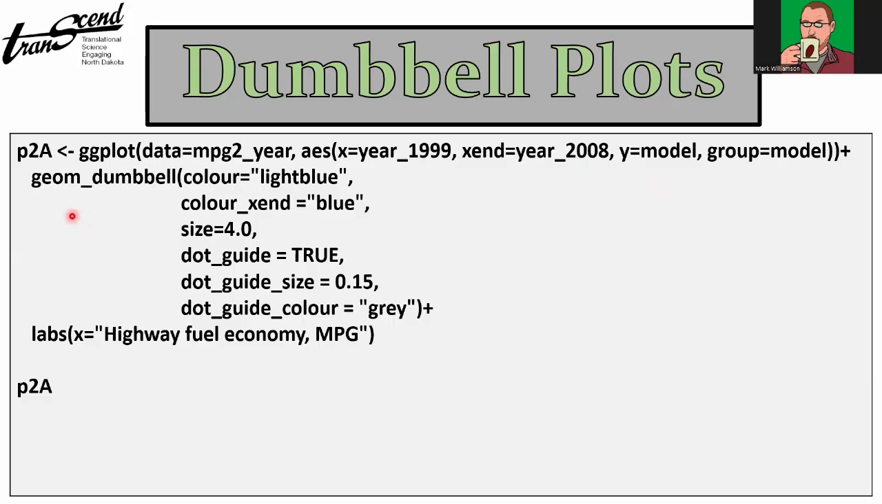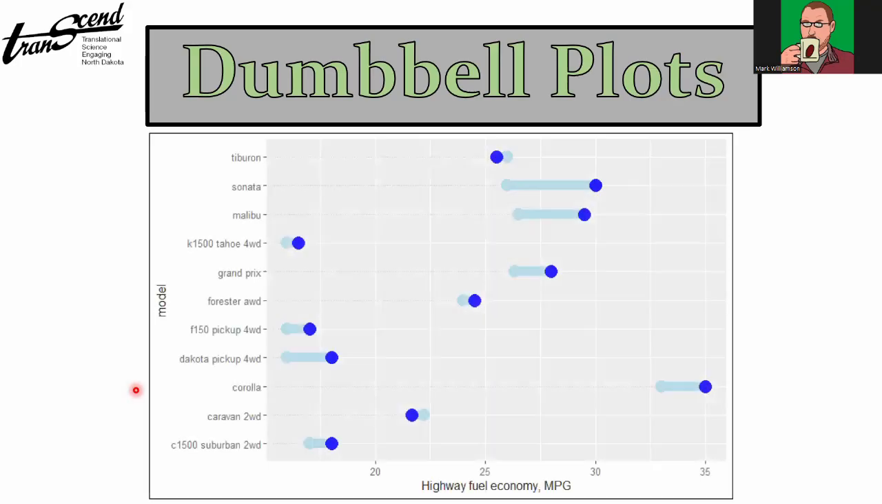And a lot of these are optional, but I like to fill this out here, pretty straightforward. You can color things, for the x, color the xend. You can change size and do different dot guides, and then add labels. So I add the labels of highway fuel economy. Putting all this together, we get a simple but very nice dumbbell plot here, showing the highway fuel economy.